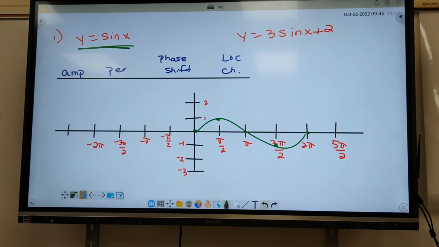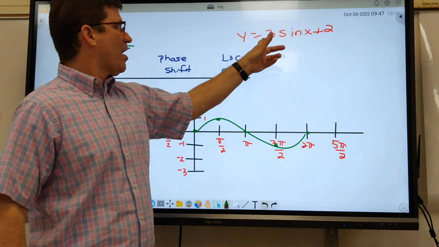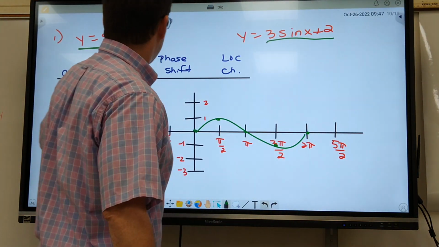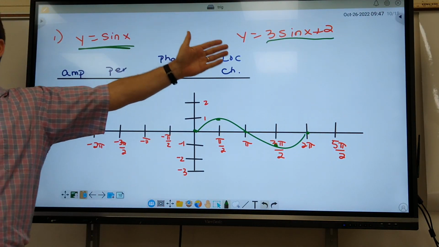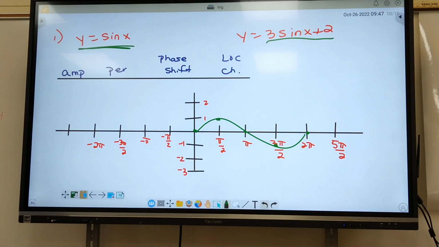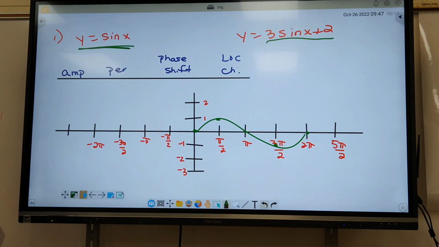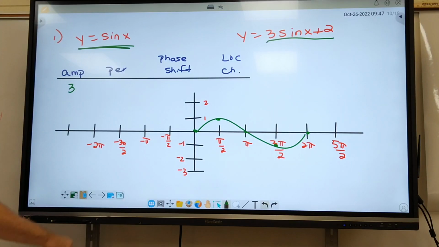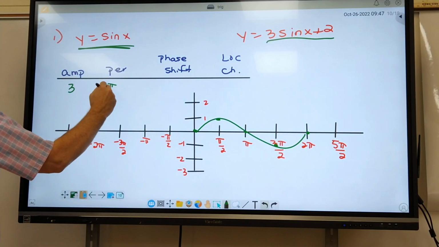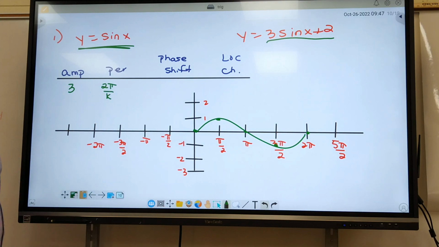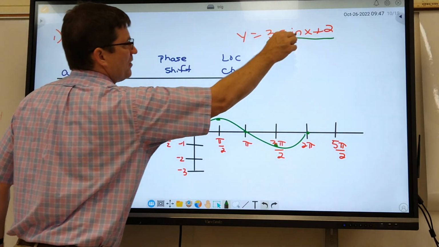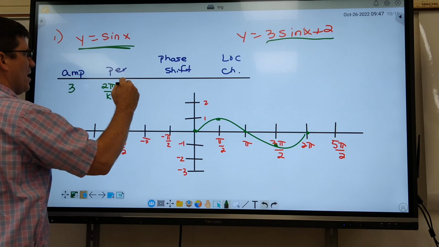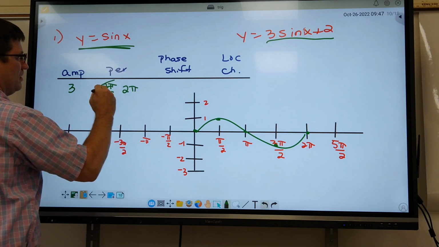All right, next thing we're going to do, we're going to look at our new problem right here they want us to graph, and we're going to find our 4 answers from that, just like we did on the chart the last couple of days. So amplitude, 3. It's always the number in front, it's 3. Period: the formula is 2 pi over k. Y'all remember where we get the k from? It's the number in front of x. There's a 1 right there, so 2 pi over 1 is 2 pi.